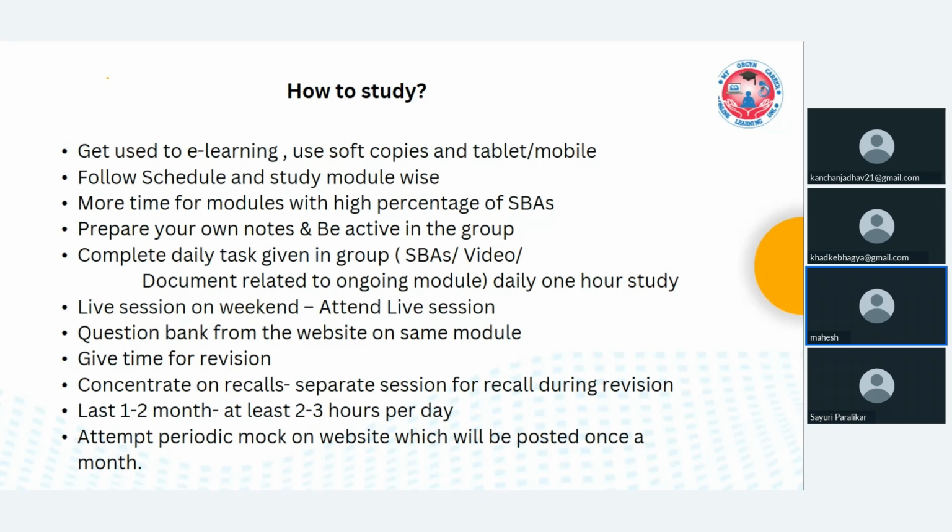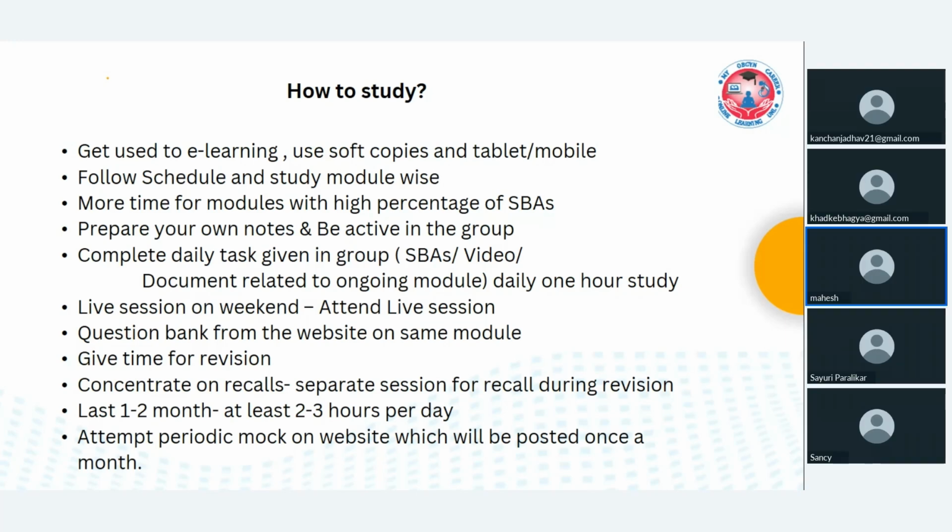Okay, you need to have your own notes and be active in the group, and complete the daily tasks given in the group, like single best answer questions. Okay, there may be some video posted in the group, or a document related to the ongoing module. Some theory article will be posted, so you need to read that article on that day only.